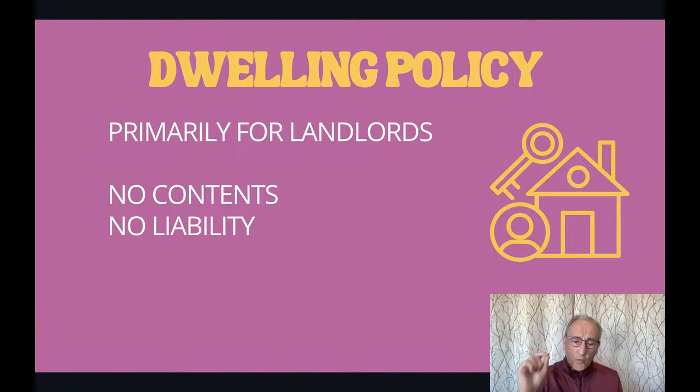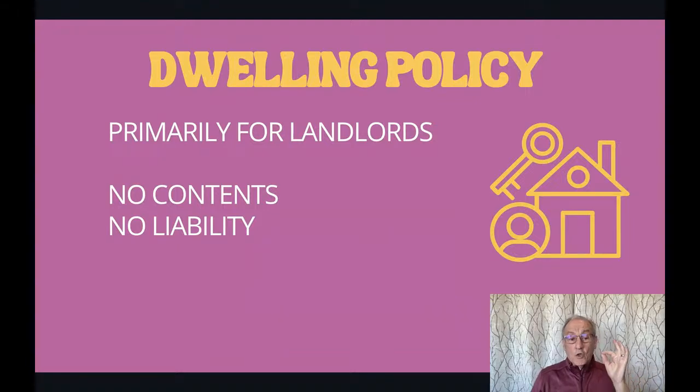Dwelling policies originally were written for landlords. Imagine you own a property and you've got tenants in it and they pay you rent. There's no need to have contents coverage because there's none of your stuff in that building. It's all the tenant's stuff. So if they want that covered, they will buy a renter's policy. You don't cover that. Also, there's no liability on these policies. If you want liability, you have to buy it separately.